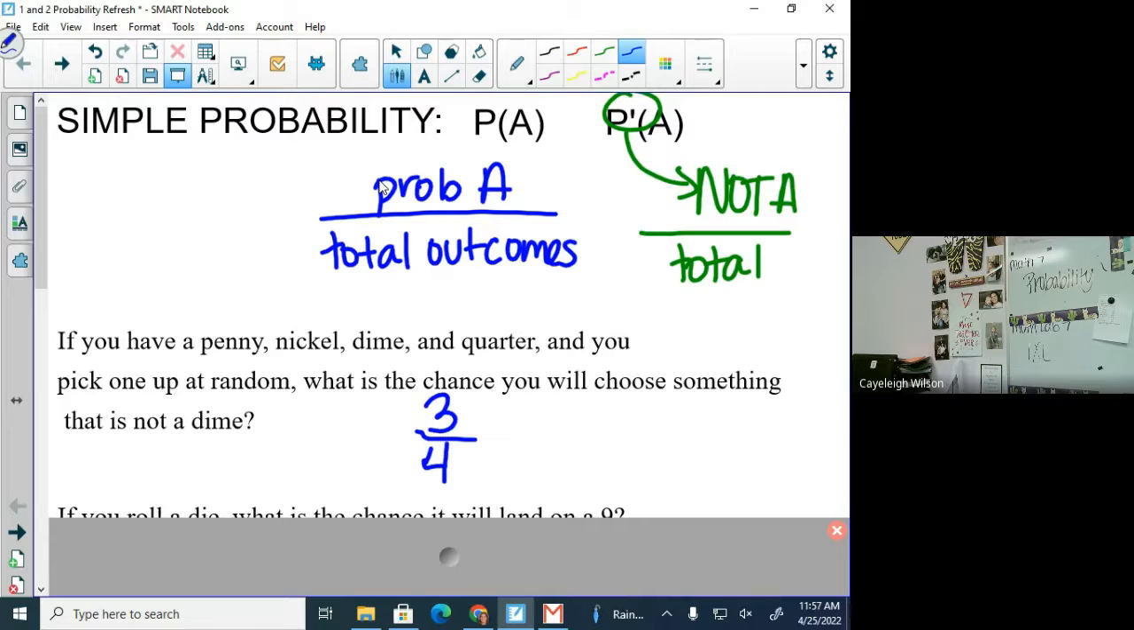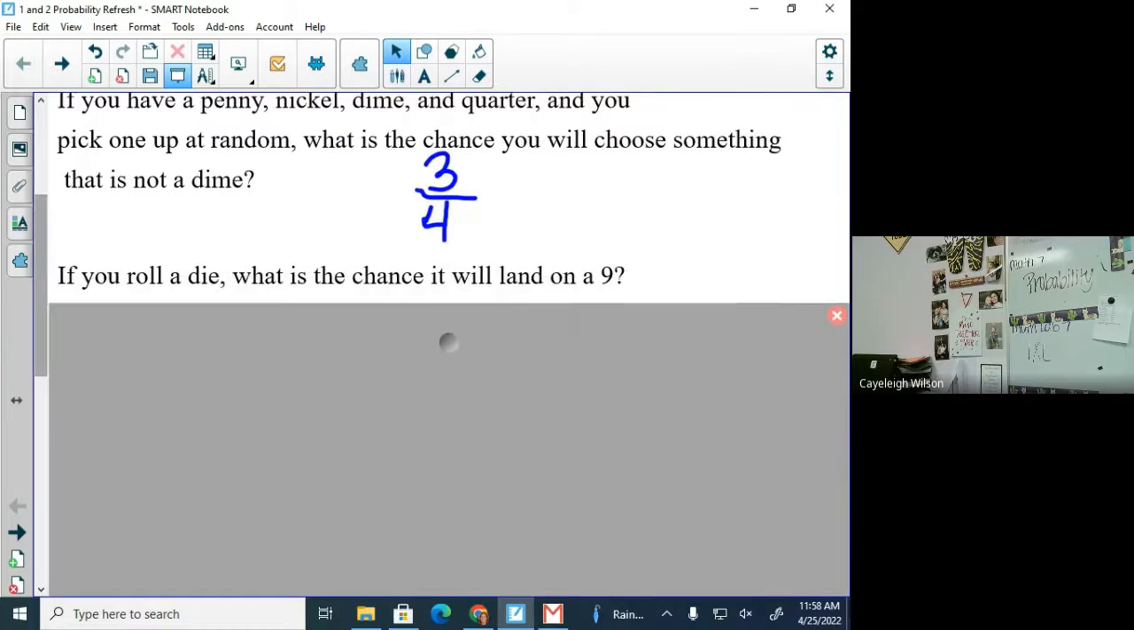What if I said the same question? What is the probability of getting a penny? 1/4. Okay, what is the probability of getting a penny or a nickel? 2 out of 4, which is 1/2. Good. Okay. The next question.